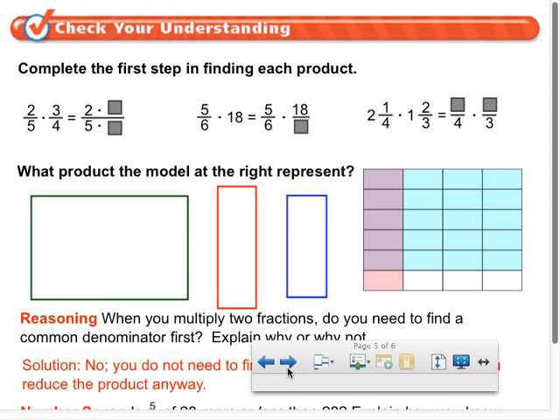Home stretch. Class, what goes in these boxes to complete this statement so it's true? Top box, what's that going to be? 3.